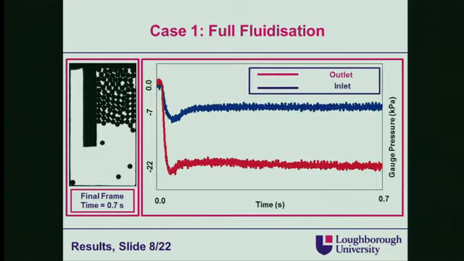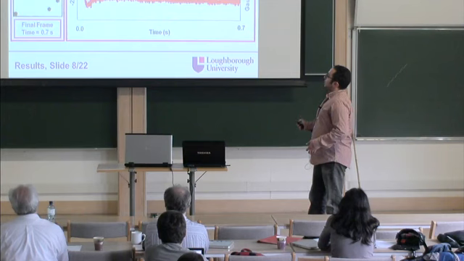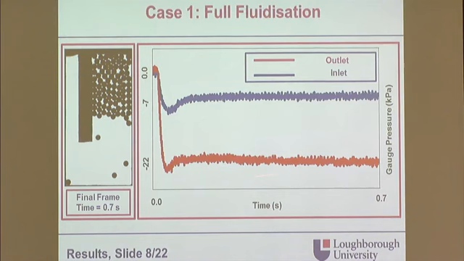This is the experimental time. And this is mainly due to the high pressure difference between the inlet and the outlet. So we got here 7 kilopascal vacuum at the inlet and 22 at the outlet.